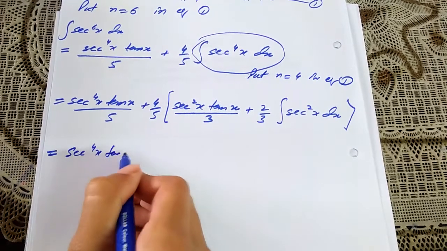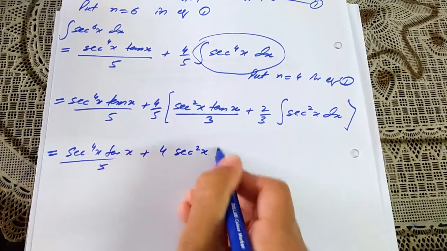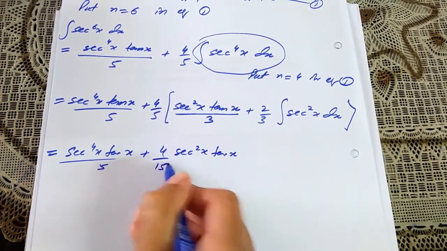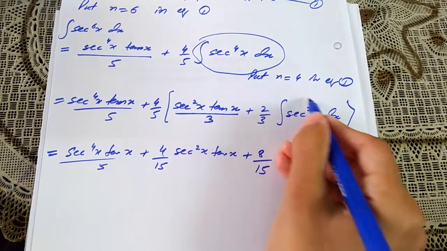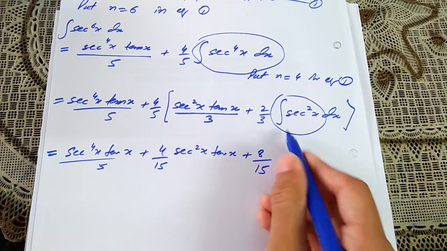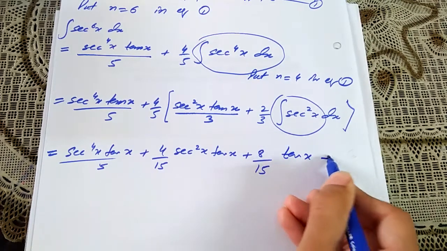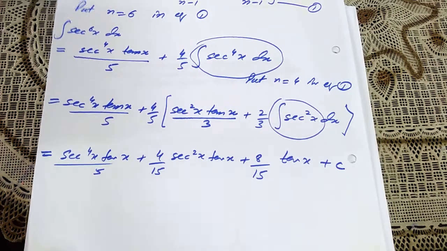Secant 4 of x tangent of x over 5, here we will get 4 secant square of x tangent of x over 15, and plus we will get this. Now this integral when we solve it will become tangent of x plus constant of integration. So this is the answer for our question number 11. Now we need to move on to question number 12.